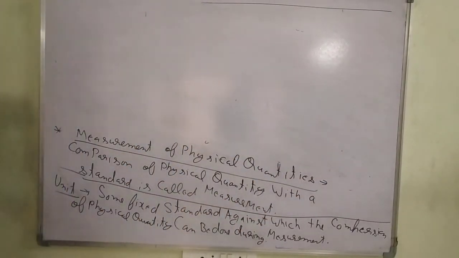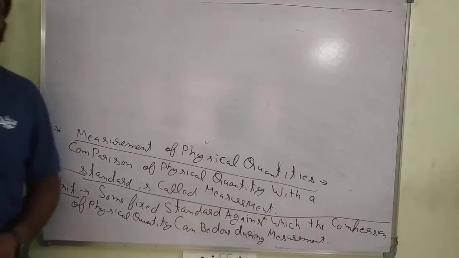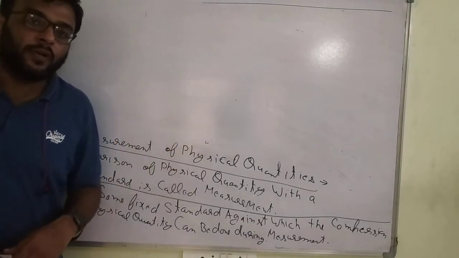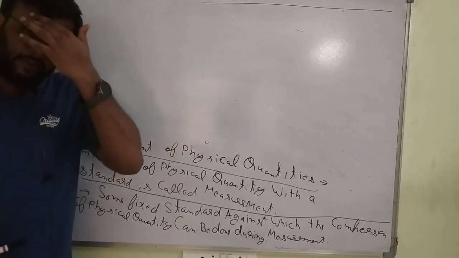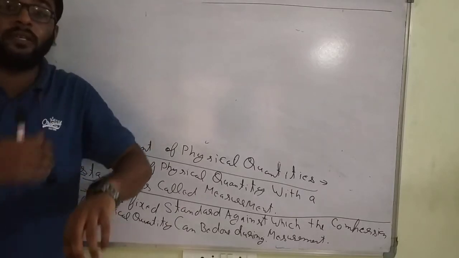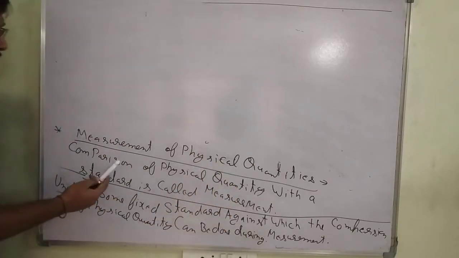Okay, students. Measurements of physical quantities. We are measuring weight in the form of kg, distance in the form of meter and kilometer, in different units. Everything we are measuring. Without measuring, we cannot imagine. Time is also measured in all the ways. So, measurement of physical quantities.